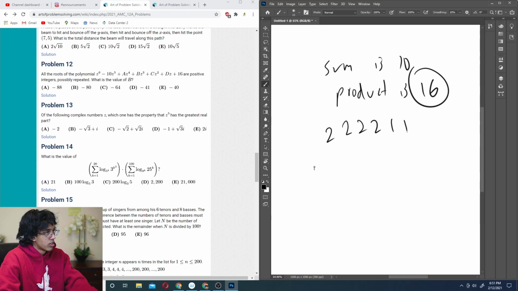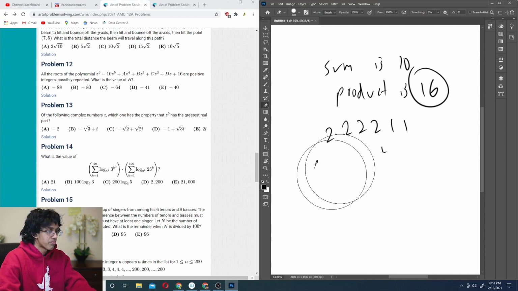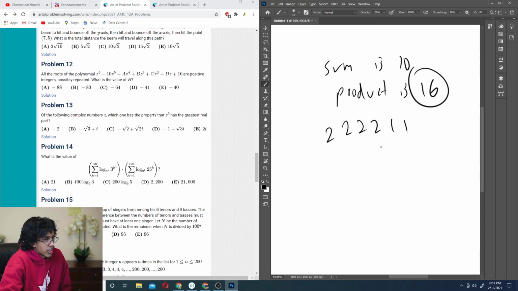So it'll be PQR plus PQS plus PQT, and so on and so forth, right? So that's just going to be you choose three of these. The best way to do it is you know that the three you choose could either have three twos, two twos and a one, or one two and two ones, right? You can't have all three ones.